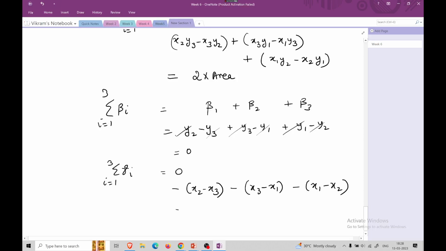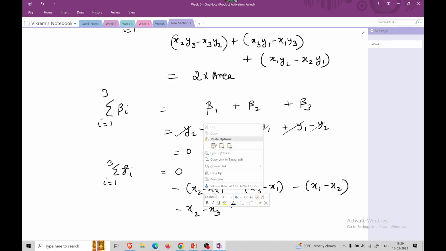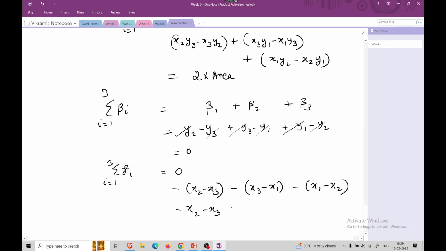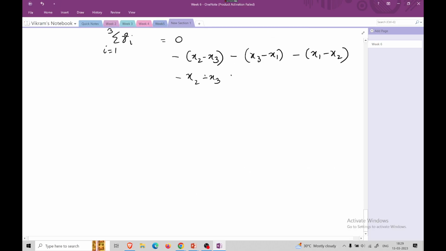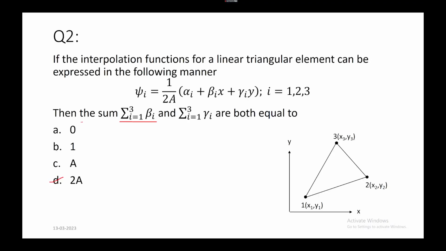If you expand it, this will be minus x2 plus x3, no? Minus, now this will be plus, this will be minus. Here also you can see all terms are cancelling each other. The final answer is 0. So for this question, the answer is option A, 0. Yes, the answer is option A.